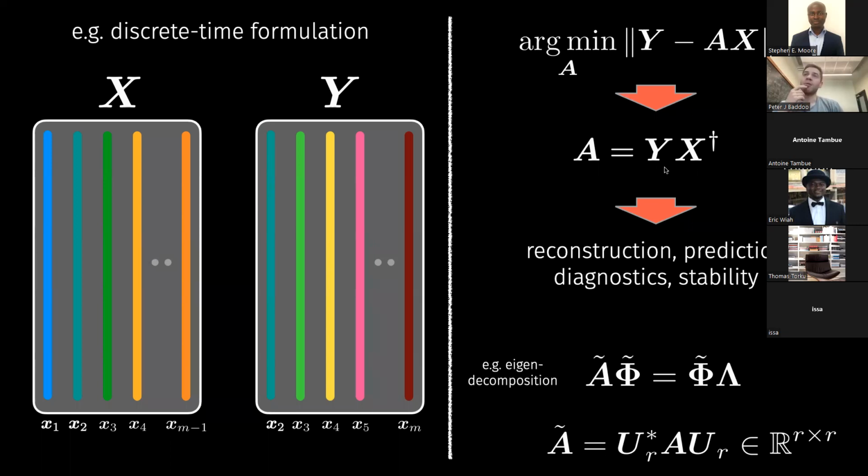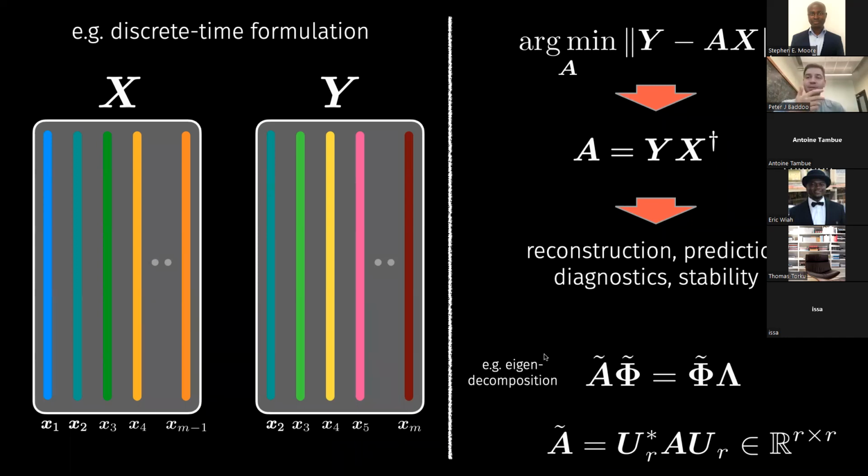So once we've constructed this solution, at least symbolically, we can then do various engineering tasks, like we can try and reconstruct the data in a lower dimensional way. We can do prediction. We can look at diagnostics and stability. And by far the most common, and the original formulation of the dynamic mode decomposition, is to look at the eigenvalues and eigenvectors of this matrix A.